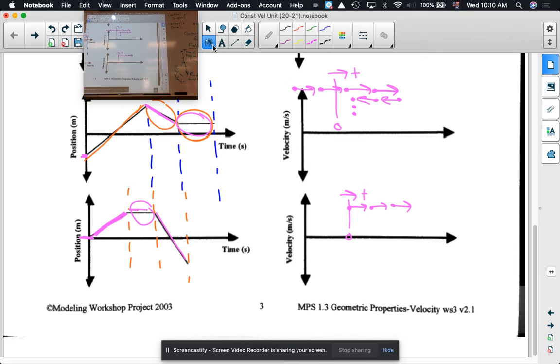And what happens during this section? It stops for a couple seconds. And then what happens during this section? It travels in a negative direction really fast, negative direction, and goes all the way past the zero down into a negative position. So it goes fast into a negative position.